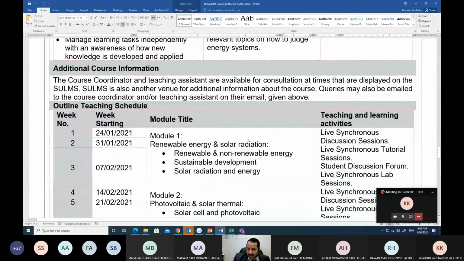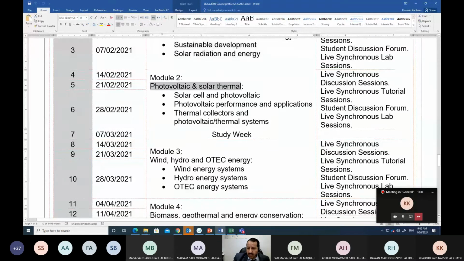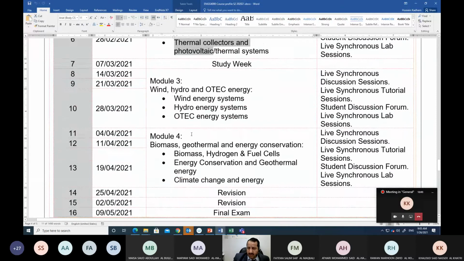I'm just trying to give a brief here about the course profile. You see here, this is our schedule. We started this week, 24th January. This is module 1, and this is the title of module 1, which is renewable energy and solar radiation. And these are the 3 weeks of topics to be covered. In module 2, we will talk about photovoltaic and solar thermal, and in 3 weeks we will cover these topics.